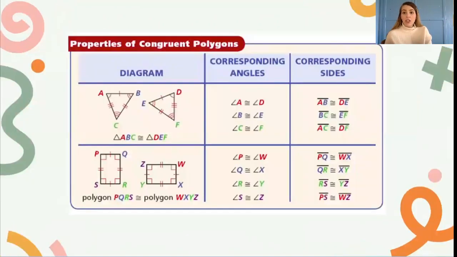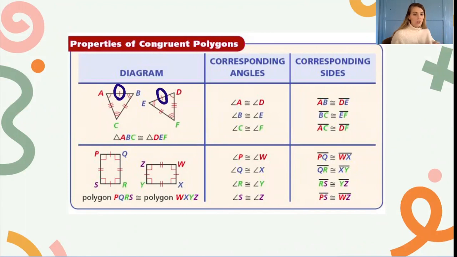Here's an example of what congruent polygons look like. So you see triangles and rectangles there. Notice that there are a couple of symbols that we're going to start working with. The first you can see here are these little hash marks. Hash marks tell you when two sides are congruent. So because both of these sides have one hash mark, those are congruent sides.